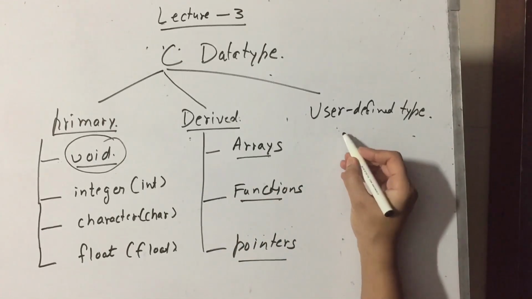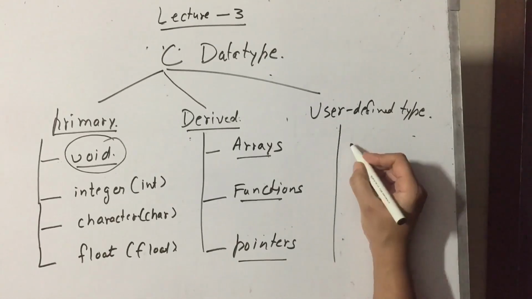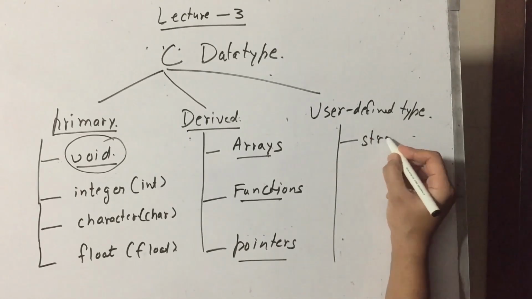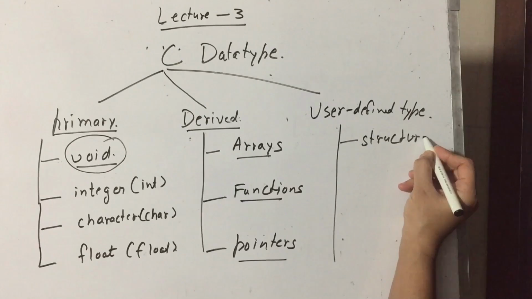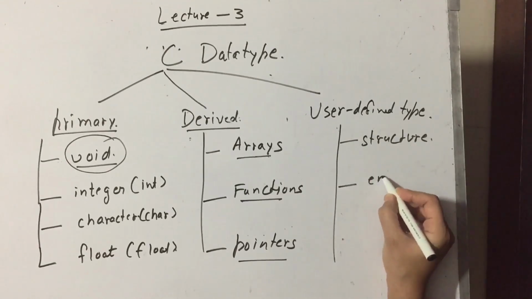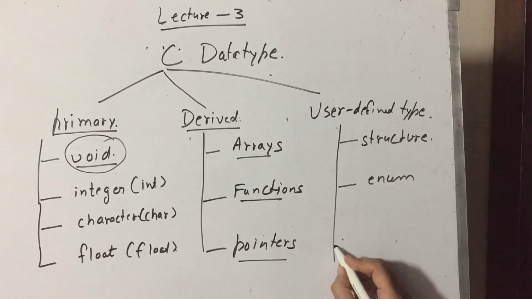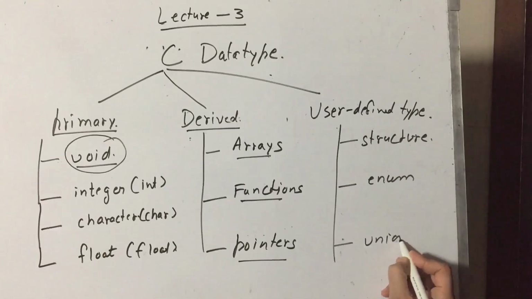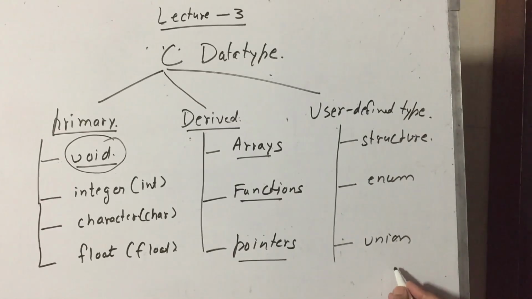Then we have user defined data types. In user defined data types we have structure, which is also part of your syllabus. We have enum, that is enumerations, and then we have union. This is also part of your user defined data types.